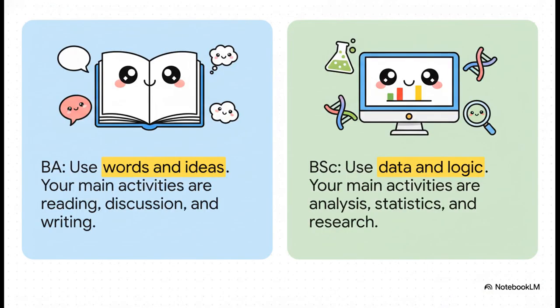This comparison makes it super clear. With a BA, you're focused on words and ideas. Your main method is to write and discuss. The whole style is expressive. With a BSc, the focus is all on data and logic. The method is to analyze and research. The style is analytical. Two totally different paths to understanding the very same subject.